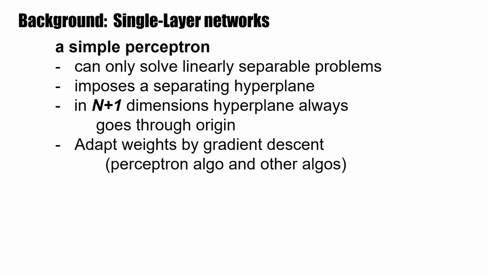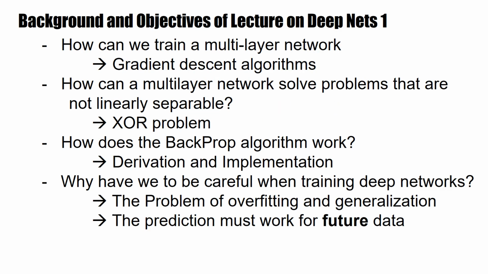Thus, a network consisting of a single layer, called a simple perceptron, can only solve linearly separable problems. It imposes a separating hyperplane which in n+1 dimensions always goes through the origin, and we need to adapt the weights. One possibility is to do this by gradient descent, for example in the perceptron algorithm or other gradient descent algorithms. So this is the background.